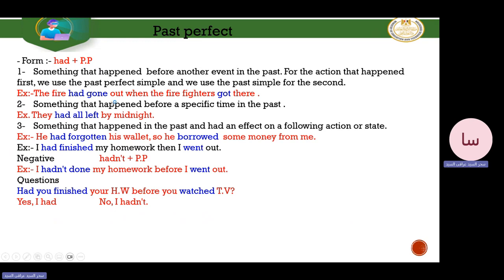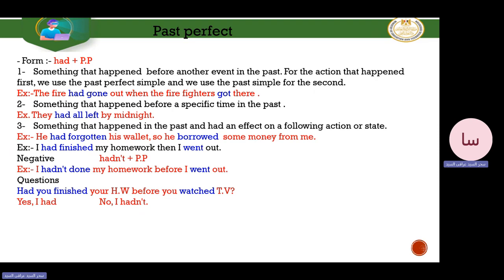When can we use this form of tense? When can I use had gone or had left or had forgotten or had finished? Look here. If something happened before another event in the past, if I have two actions in the past, and something happened before another action, for the action that happened first, we use the past perfect, and for the second action we use past simple.